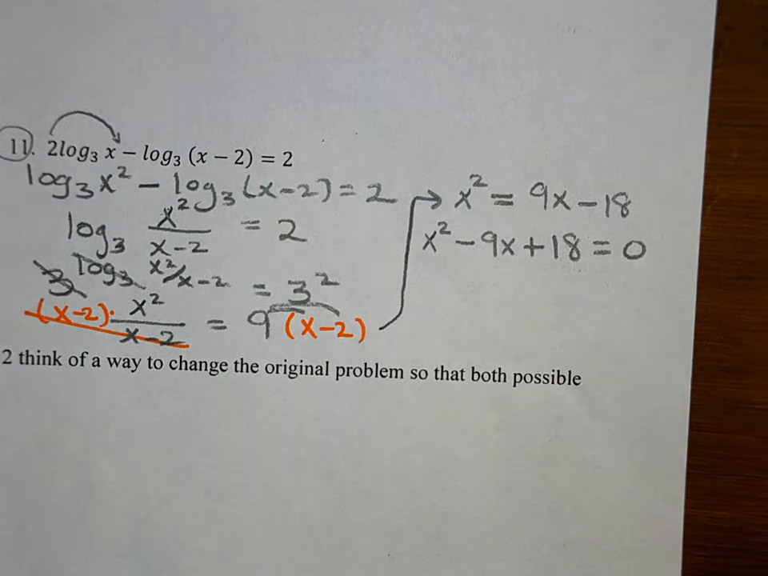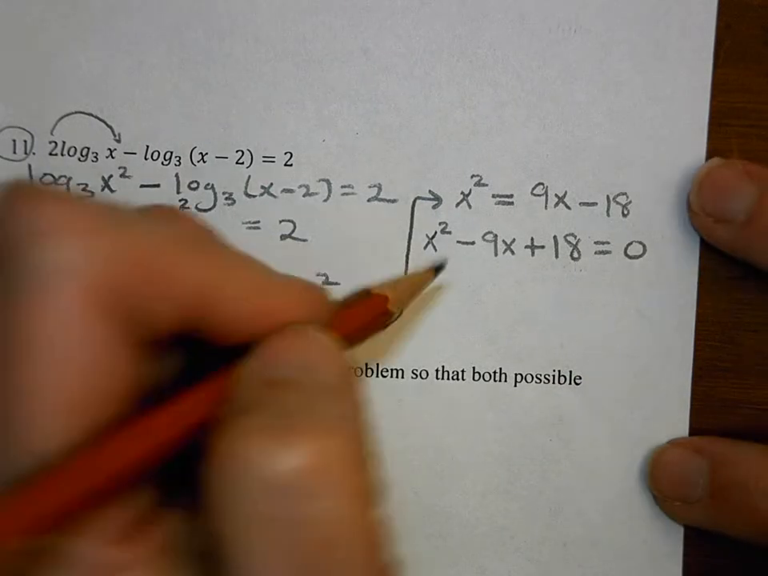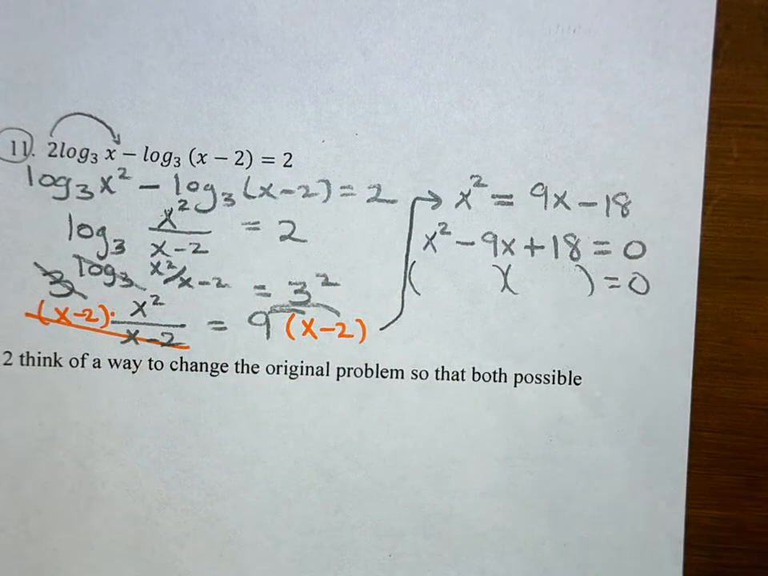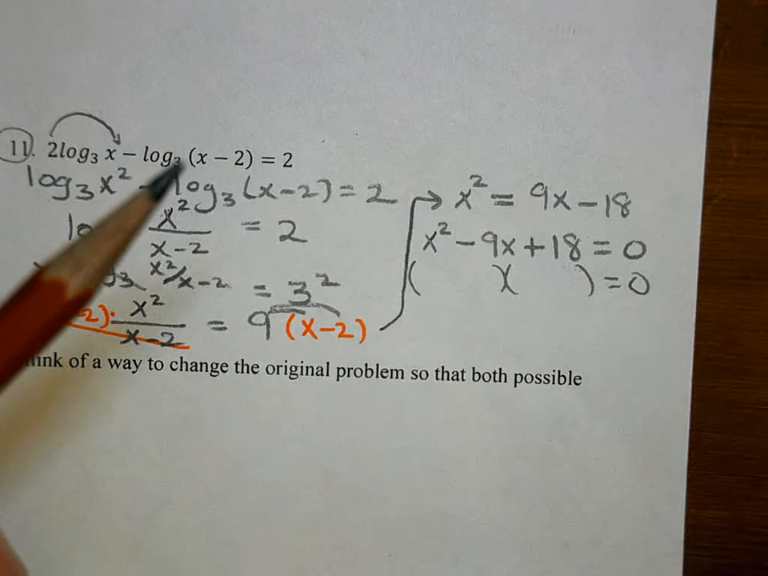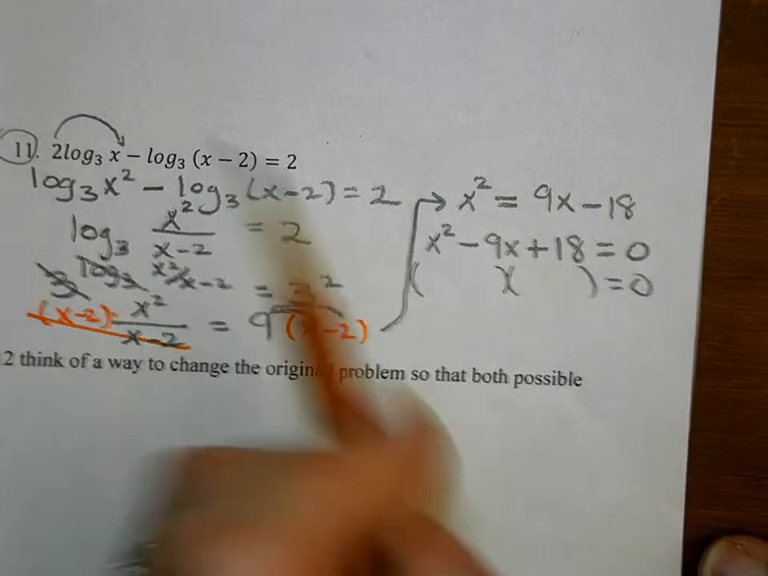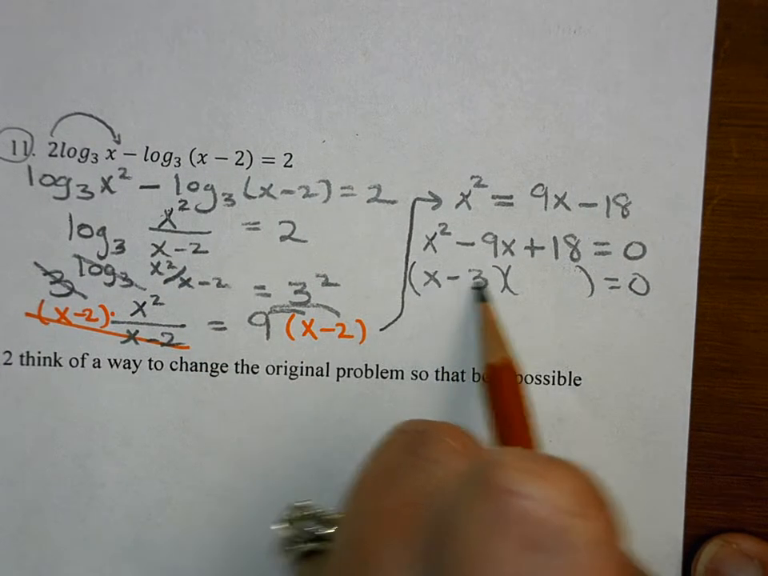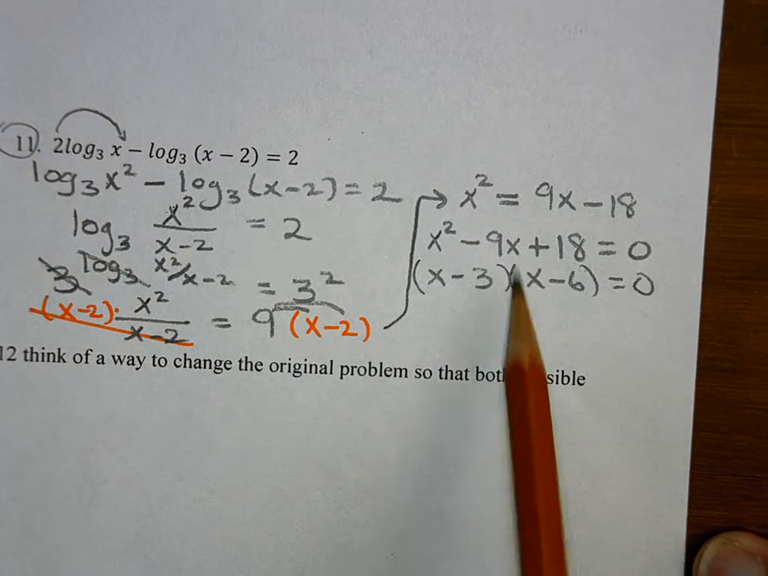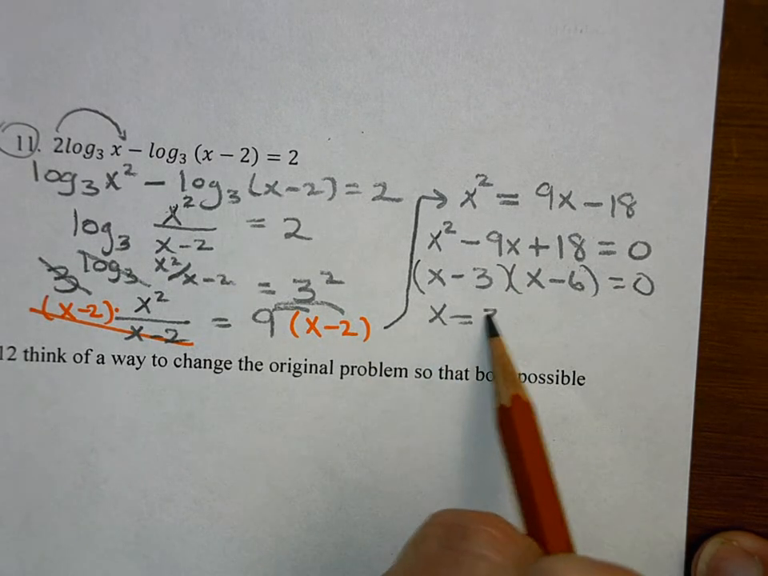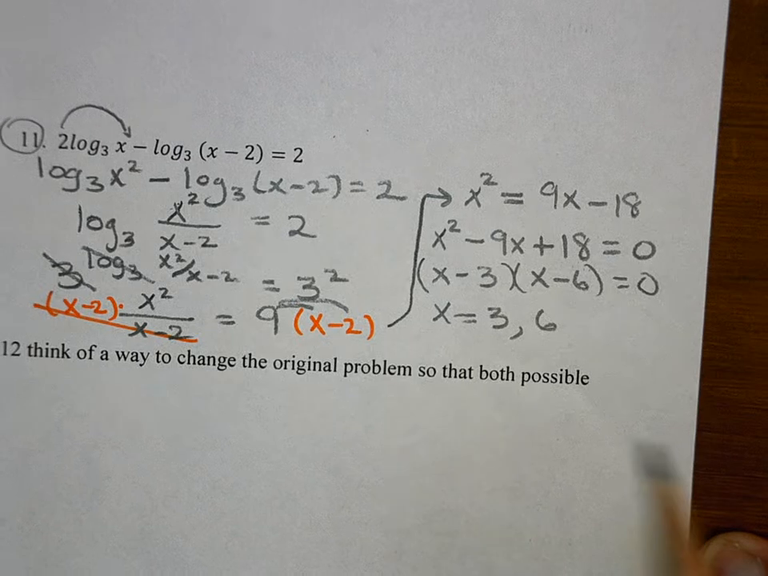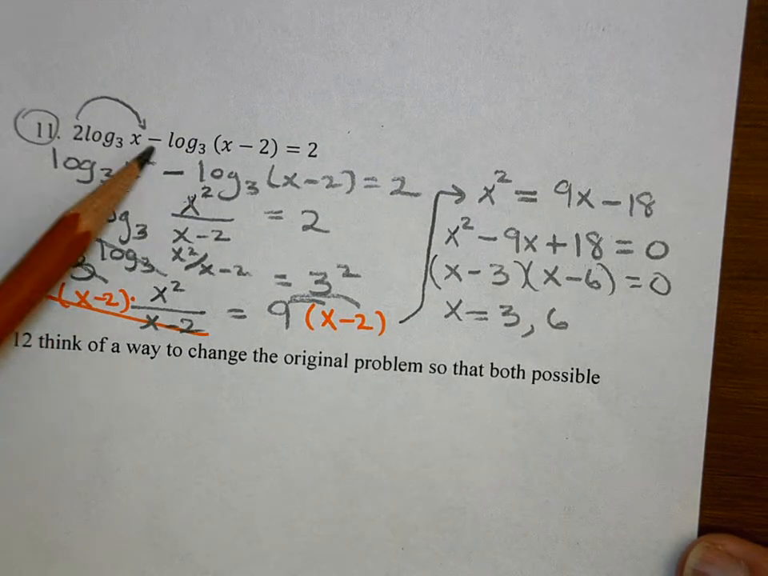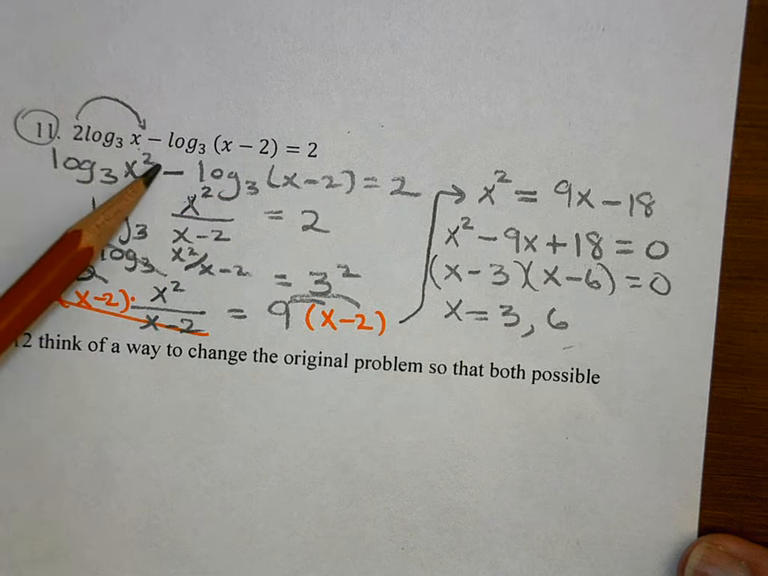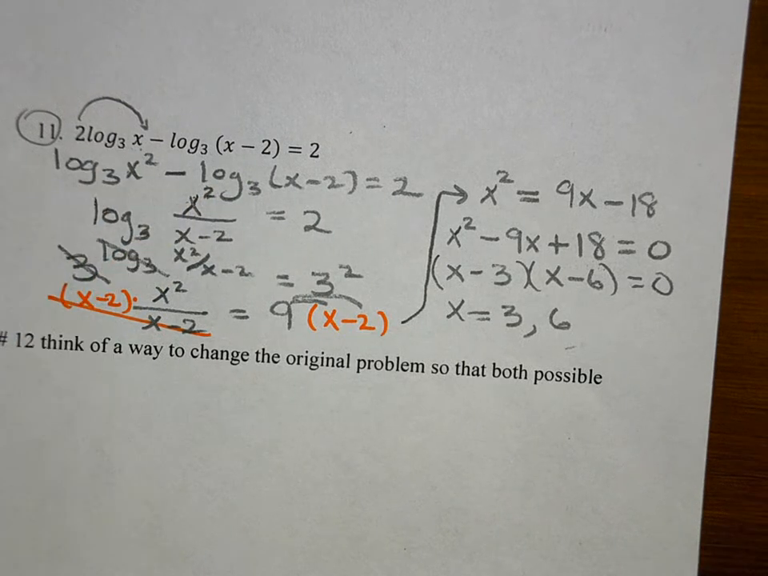Once I get in here, I want to factor it. So I'm looking for my factors for 18. That would be 1 and 18, 2 and 9, 3 and 6. So 3 and 6 should work, both negative. That would give me values for x being positive 3 and then positive 6. Because I'm working with logs, I want to verify. So I have 3 and 6 here, and that would be fine for both of these because that would not give me a negative on either one.